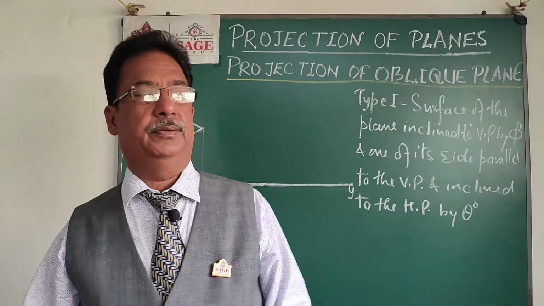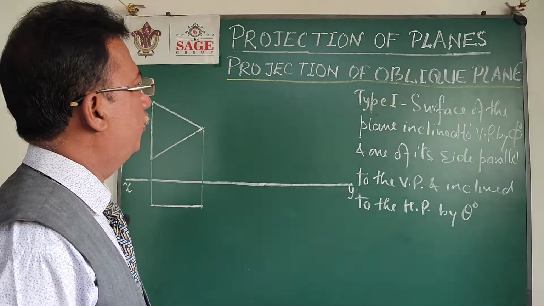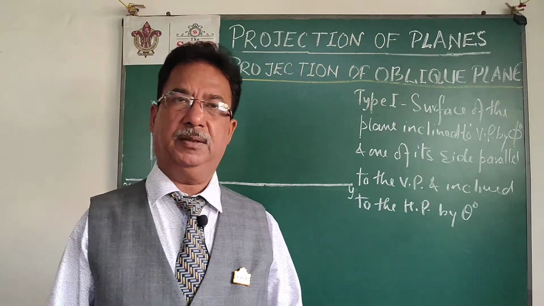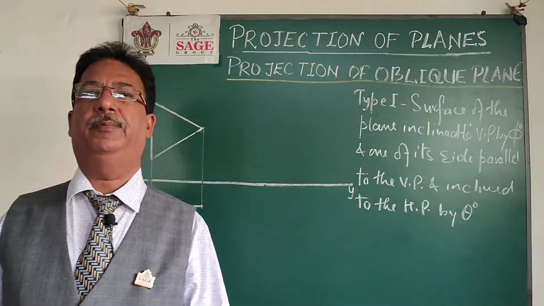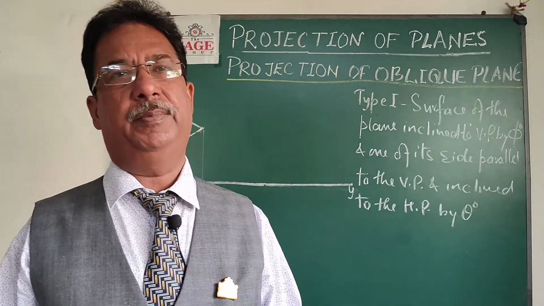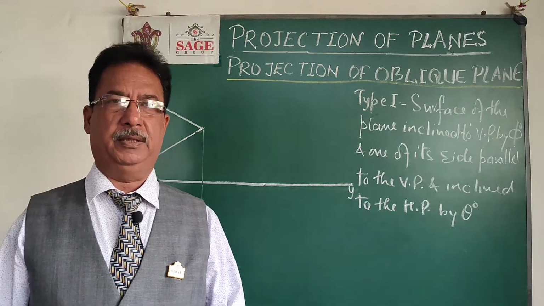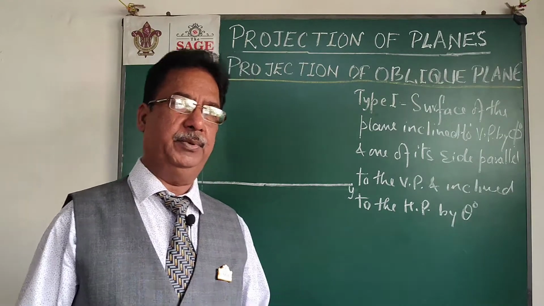Hello students, so today I am here with another problem on projections of oblique plane. If you remember, last time we discussed an oblique case of an oblique plane when the surface of the plane will be inclined to HP and one of the sides of the plane will be parallel to HP and inclined to VP by some angle.